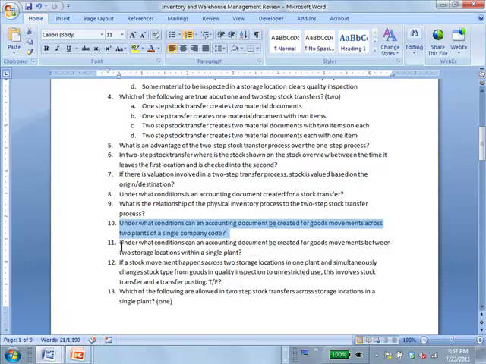Okay. Under what conditions can an accounting document be created for goods movement between two storage locations of a single plant? Change in valuation because of what? Material transfer. Material to material transfer. Change in valuation due to stock price. See, if it's a material to material transfer, you're saying that it's now a different material and therefore it's valued differently?